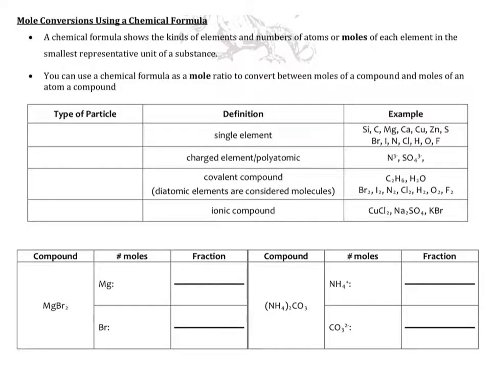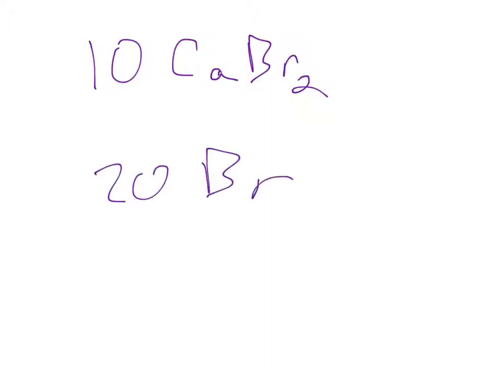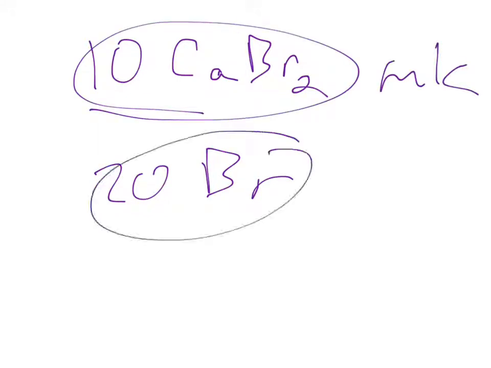And what I mean by that is, let's say we had 10 molecules of calcium bromide. How many atoms of bromine do I have? Well, for every one of these, there's 2 bromines. So that means if we had 10 molecules of calcium bromide, we would have 20 bromines. And so notice how we went from molecules to atoms. The way that we do that is we essentially multiply the number of molecules by the number of atoms. So let's go ahead and take a look here.